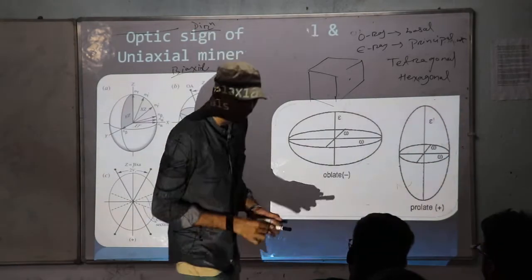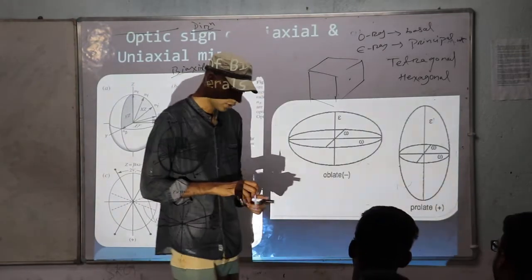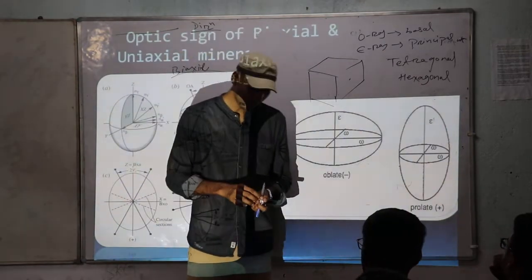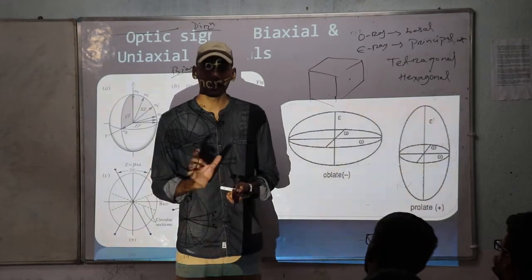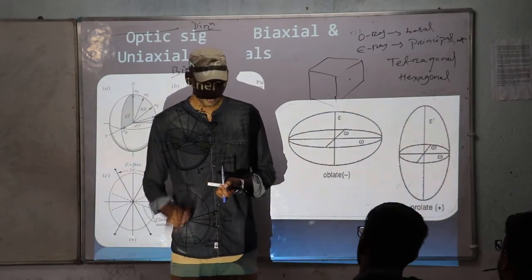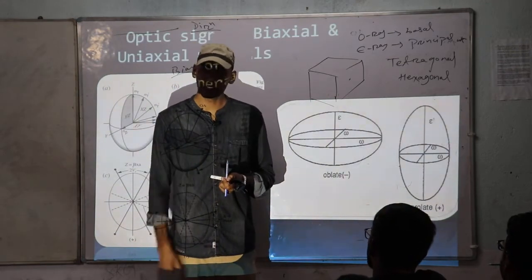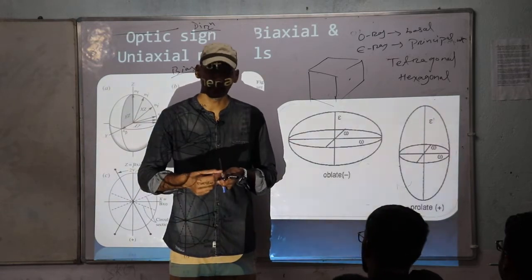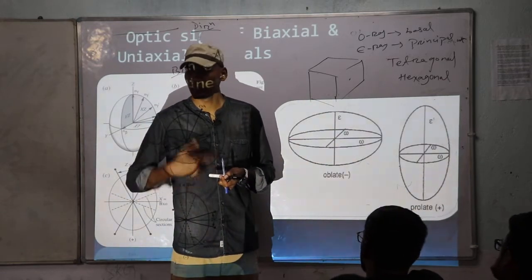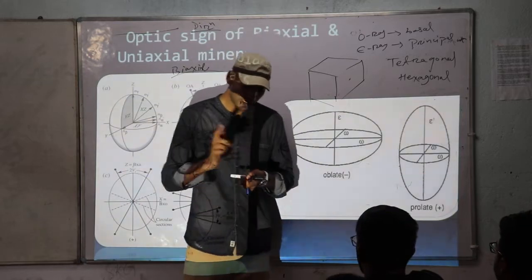So you can see here what I have told. I have to put the refractive index in different directions. Okay, so let's say this is the C axis, this is B, and this is A. A is front to back, B is right to left, C is up to down. Okay, so these are 3 axes.